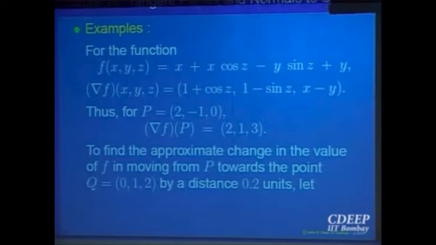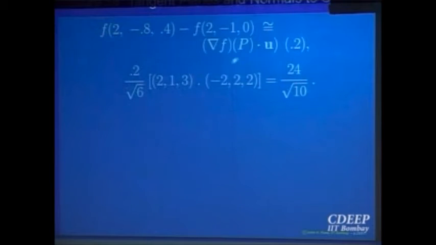Because you need a unit vector for the formula to be applicable. Directional derivative is equal to gradient times the unit vector in that direction. So find the vector along p minus q divided by its norm, normalize it, so that is a unit vector, and you are moving by a distance 0.2 units, so that t is 0.2. So you can compute f at the point p plus t u minus f at the point p, which is the gradient times u into the distance you are moving, that is 0.2, and you can compute that.